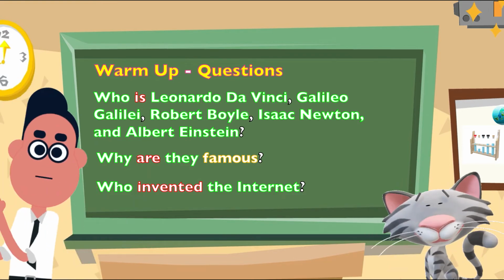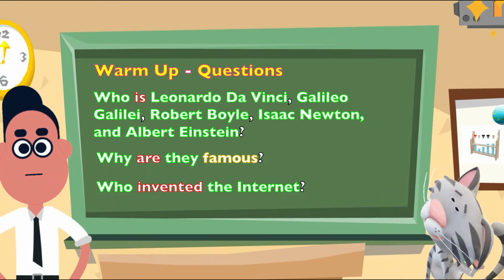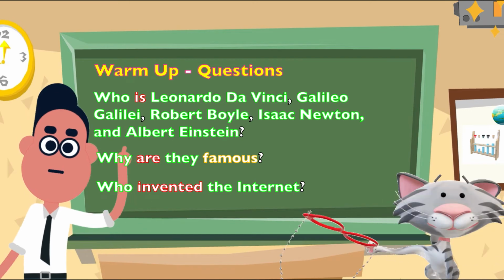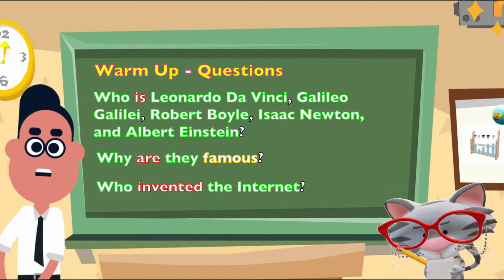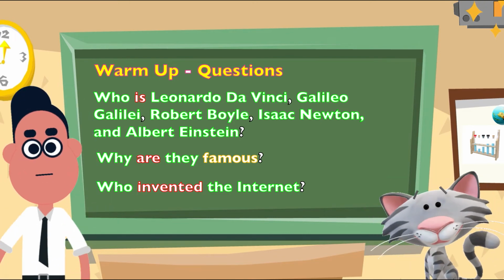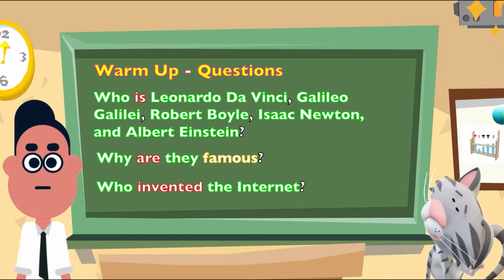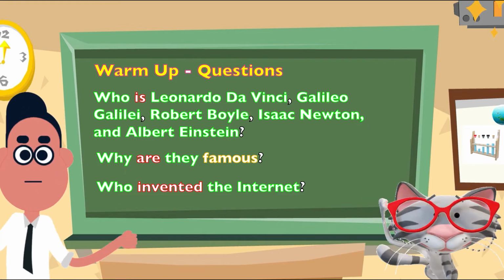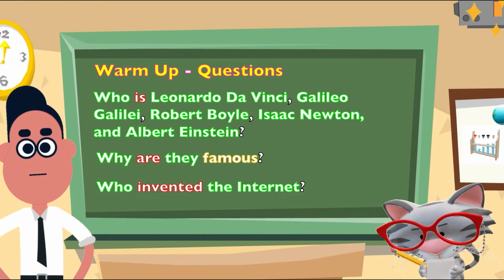Why are they famous? And who invented the internet? So why is Leonardo da Vinci famous? Because he was a genius. Okay. Why was Galileo Galilei famous? Because he was a genius. Well, think about what they invented.